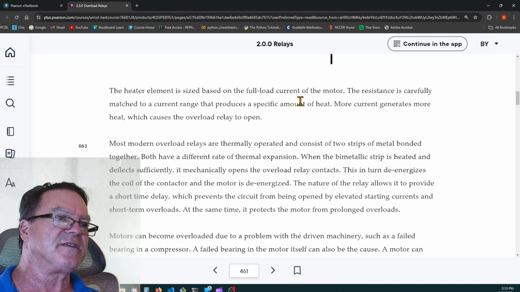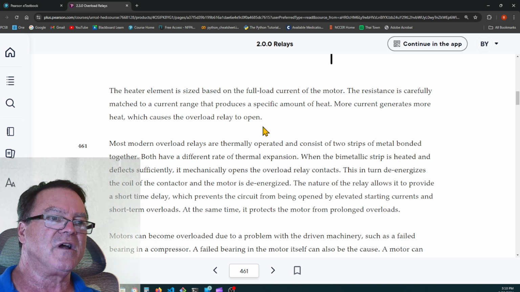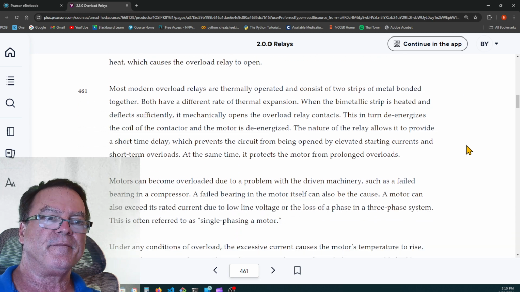Heater element is sized based on the full load current of the motor. The resistance is carefully matched to a current range that produces a specific amount of heat. More current generates more heat, which causes the overload relay to open.